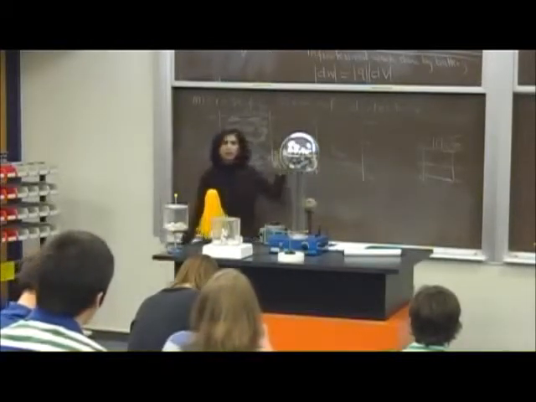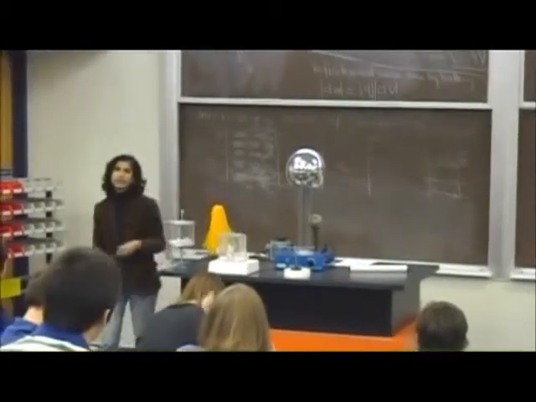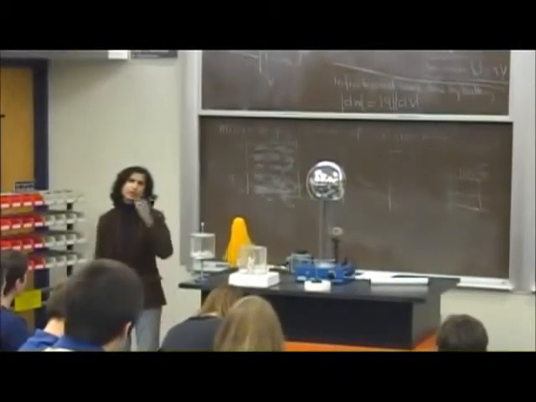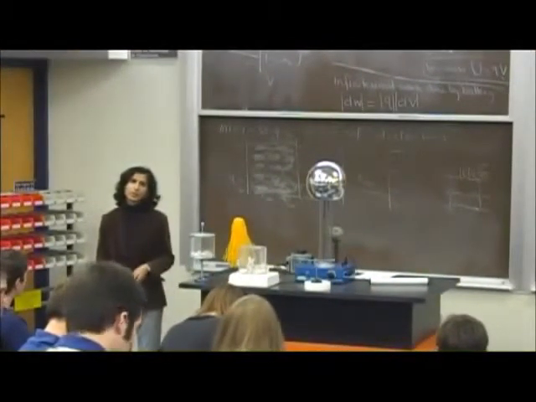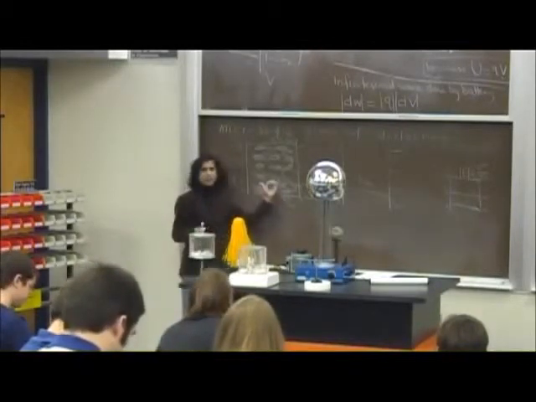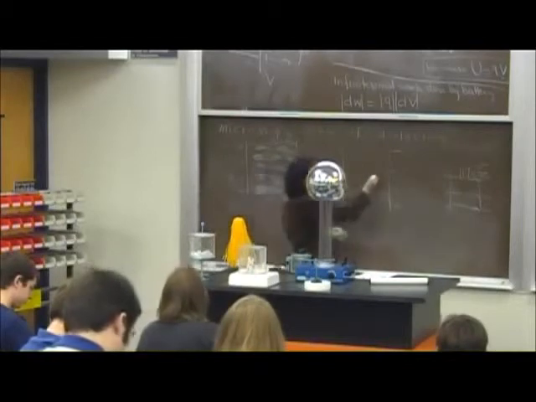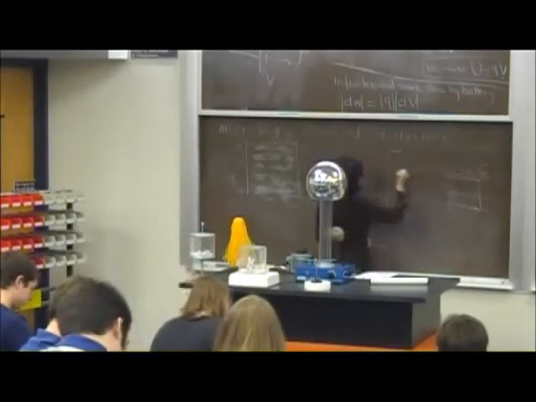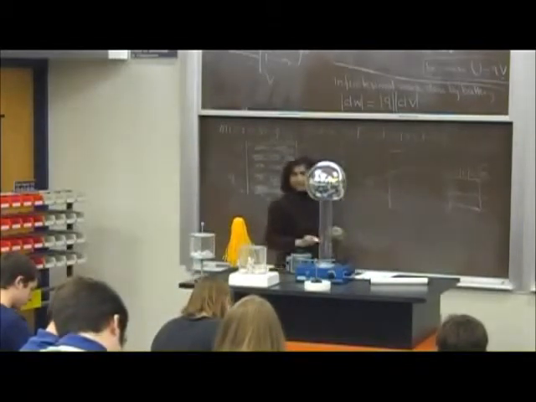Should it be less than or more than E external? Less than. Why? Because they're pointing in opposite directions. Very good, because the internal field of the atoms is pointing in the opposite direction. So E net should be less than this E external, right?